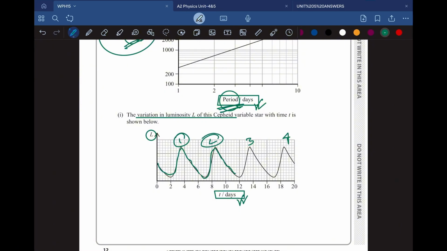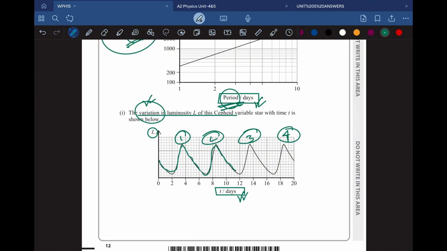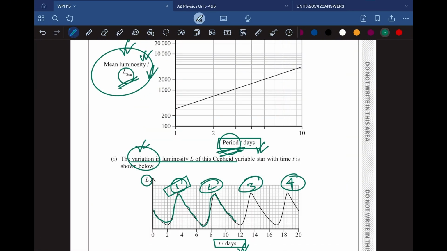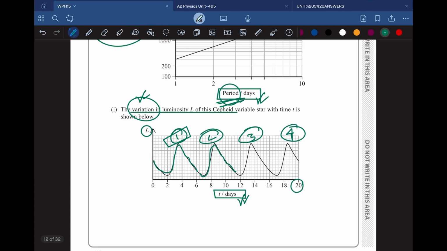So basically, as there are four complete waves, the luminosity varied four times. Actually, the luminosity goes to its maximum value and then comes to its minimum value four times. For the luminosity to vary four times, it took 20 days. So as it took 20 days to vary four times, now the time period will be how many days it takes to vary one time. So we will figure out T is equal to 20 days divided by 4, which will give us 5 days.